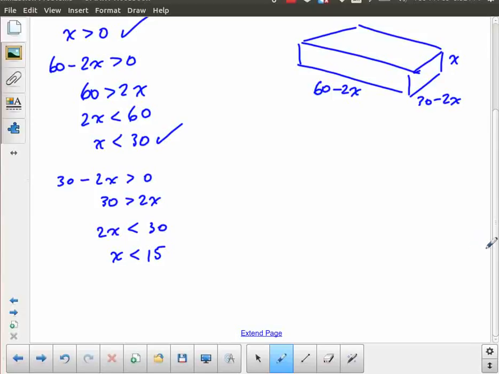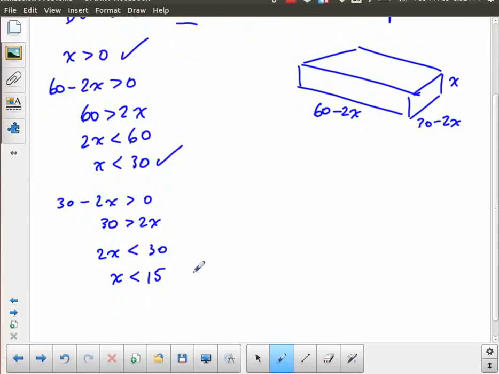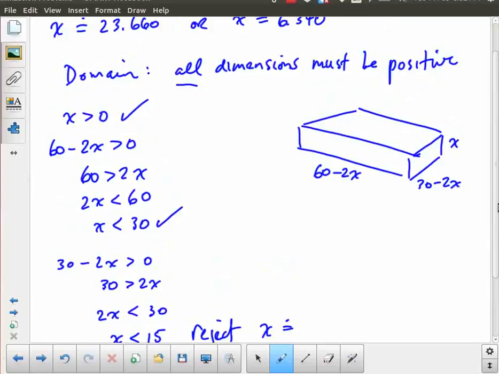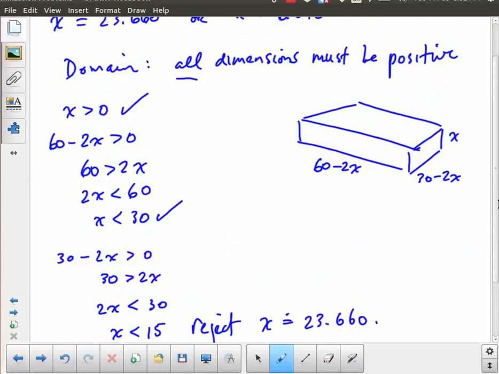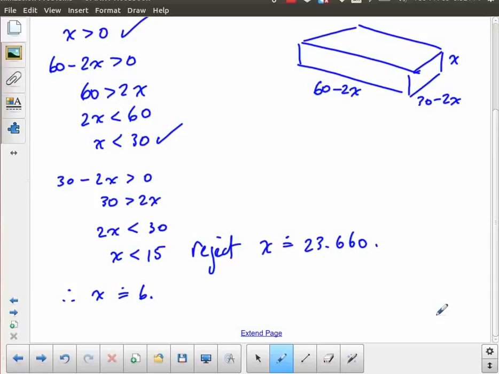Oh, hold on a second. x less than 15 means that we are going to reject one of our solutions. We're going to reject x is approximately equal to 23.660. And so by rejecting that, we actually only have one value left. And so as a result, x must be equal to, and what was our answer? 6.340.